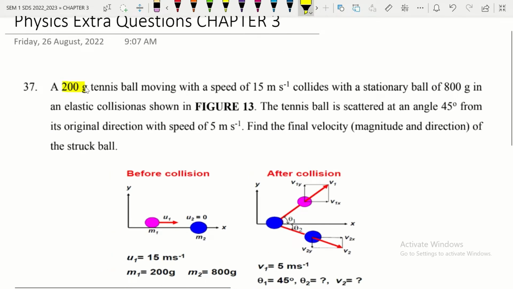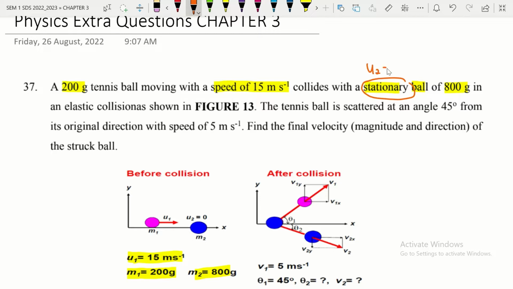Okay, a 200 gram tennis ball moving with a speed of 15 meter per second. So the first ball, tennis ball ini dia akan move dengan 15 meter per second and mass of the tennis ball is 200 gram. And dia akan collide with stationary ball of 800 gram in an elastic collision. So bila dia cakap stationary ball, you dah tahu the ball is not moving. So bila dia not moving, the object dia adalah pegun.